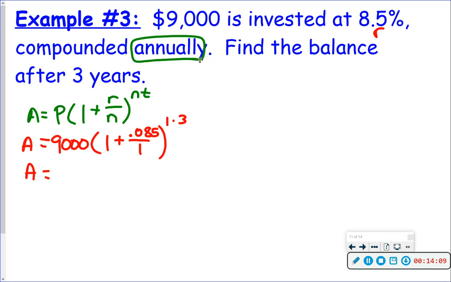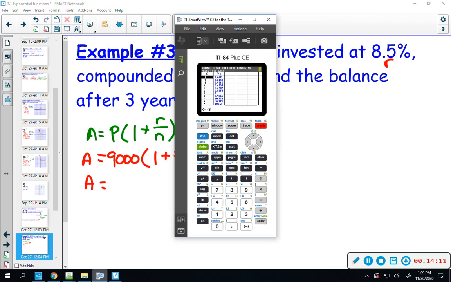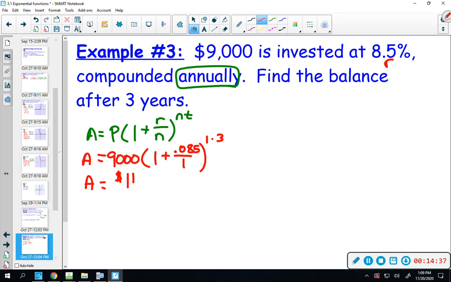So let's pull up the calculator so I can show you that. So I'm going to type it in. Let's get out of the T-chart here. 9,000, parenthesis, 1 plus. Now I'm not going to put the over 1 because clearly not necessary. It's not going to change our value. And 1 times 3, we can do that in our head. Let's raise it to the third. So $11,495.60. Since we're doing a money problem, I'm going to round to 2 decimal places.